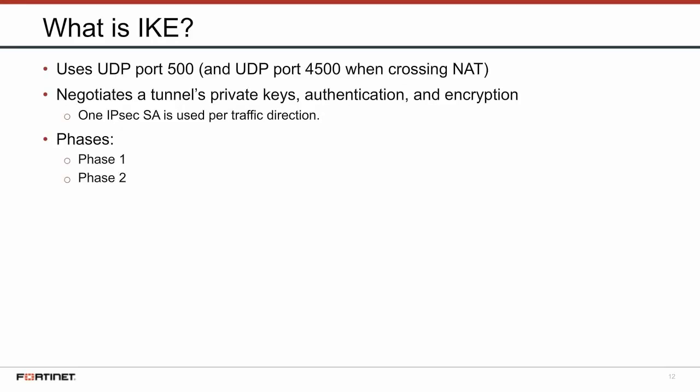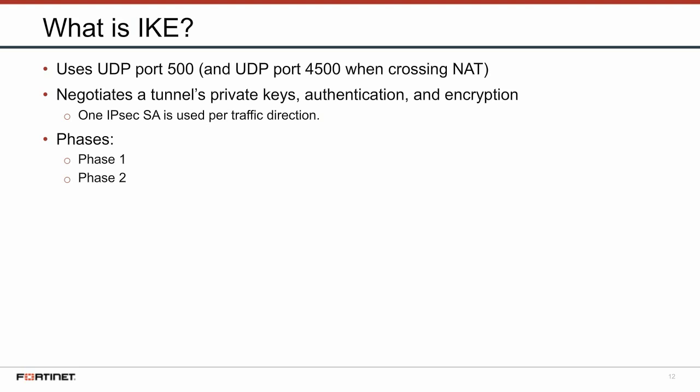IKE uses port UDP 500. If NAT-T is enabled in a NAT scenario, IKE uses UDP port 4500. IKE establishes an IPsec VPN tunnel. FortiGate uses IKE to negotiate with a peer and determine the security association, SA. The SA defines the authentication, keys, and settings that will be used to encrypt and decrypt that peer's packets. It is based on the Internet Security Association and Key Management Protocol, ISAKMP. IKE defines two phases.